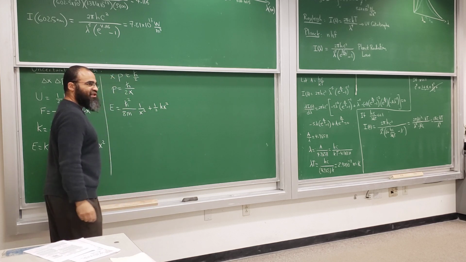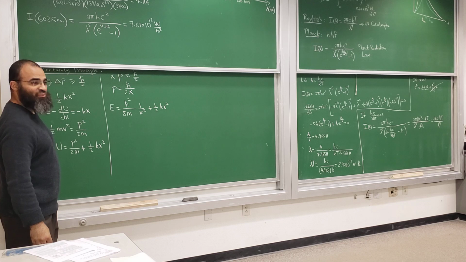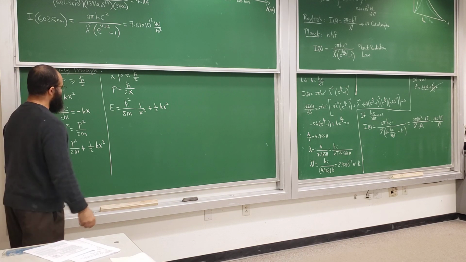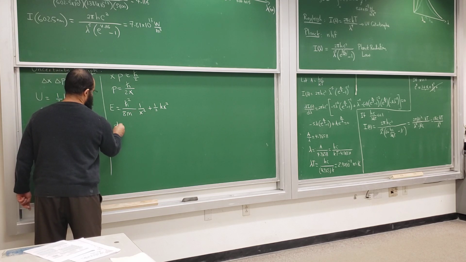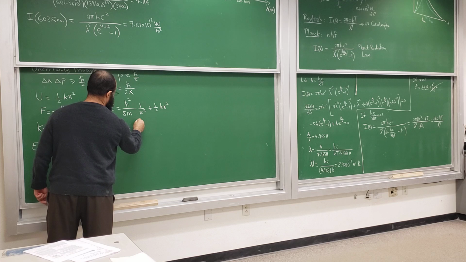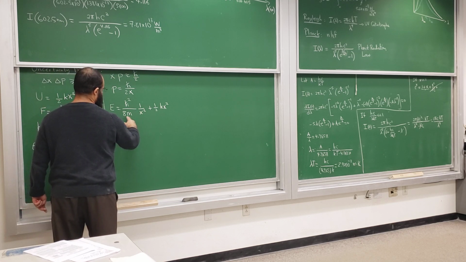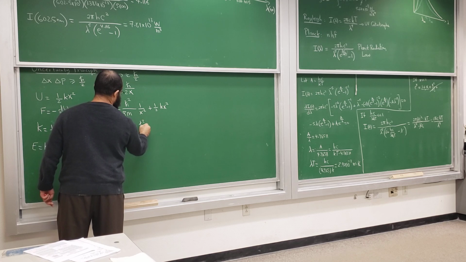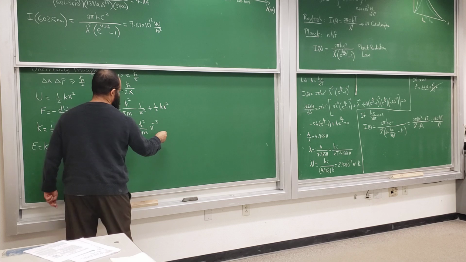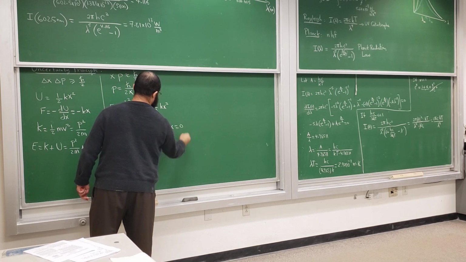So let's find the x that would minimize the energy. I think the procedure is clear. You take the derivative and set it equal to 0. So you get dE/dx: take the derivative, the 8 becomes a 4 here, you get minus h bar squared over 4m x to the minus third power, and then plus kx equals 0.